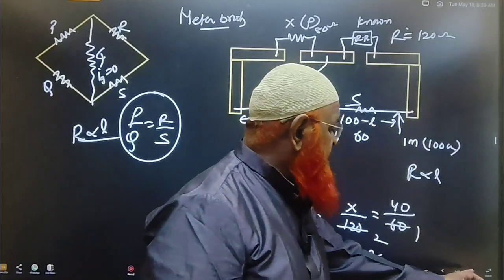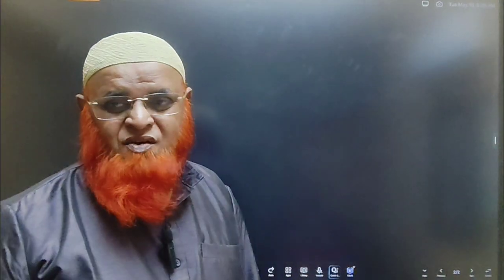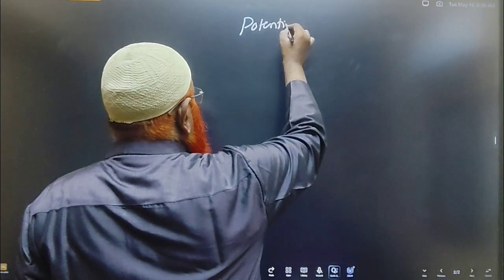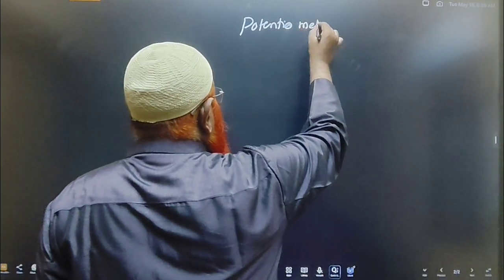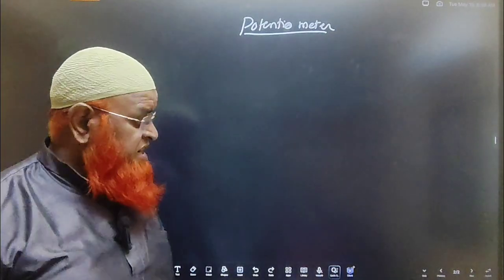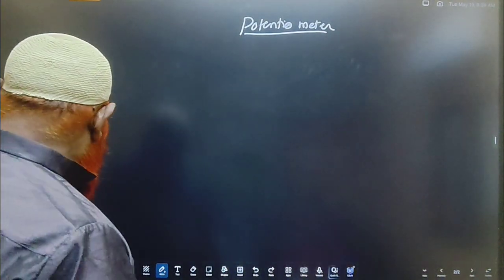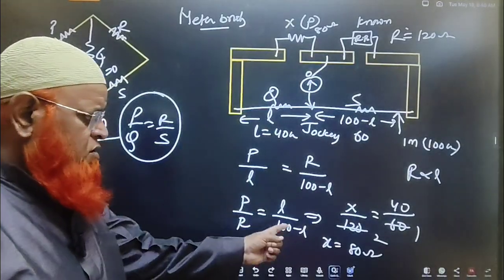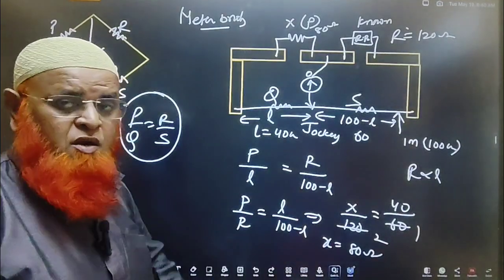So once you understand a meter bridge, what is the function of a potentiometer? The next instrument is called a potentiometer. So how does this potentiometer work? What is the use of this potentiometer? Meter bridge I have already explained. With this meter bridge which I have explained here, one thing is, you can find out the unknown resistance.